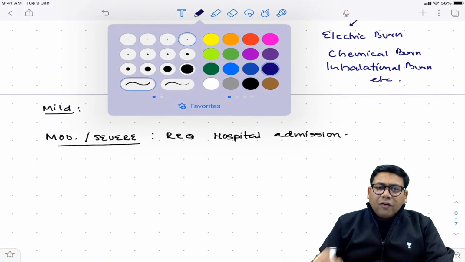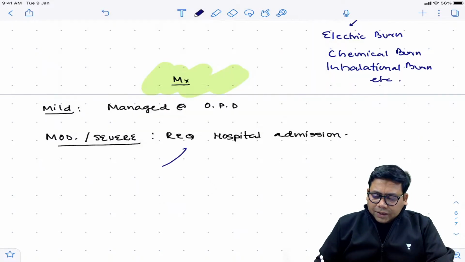Now, one more category of patient requires hospital admission, and that is the burn over face and the burn over palm. Sorry.